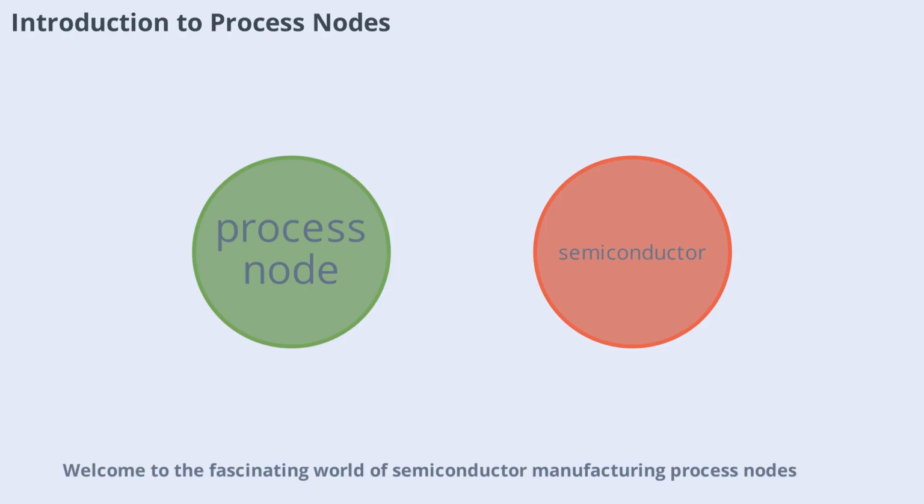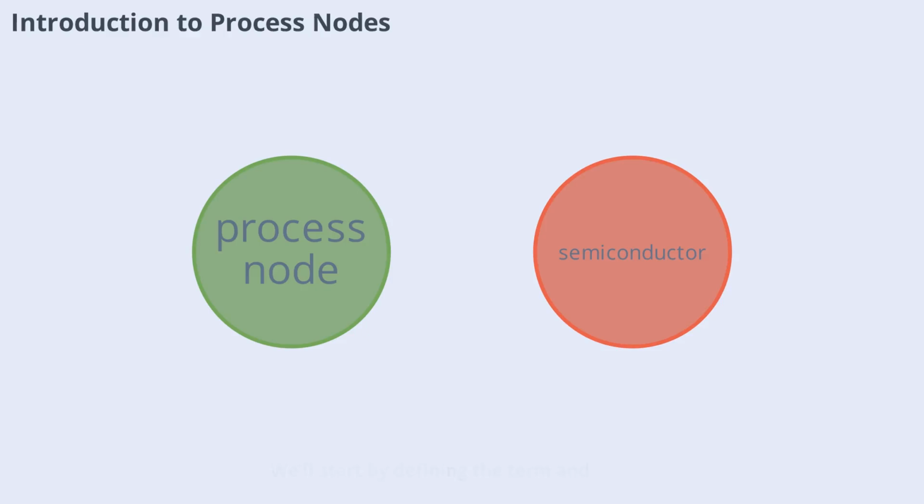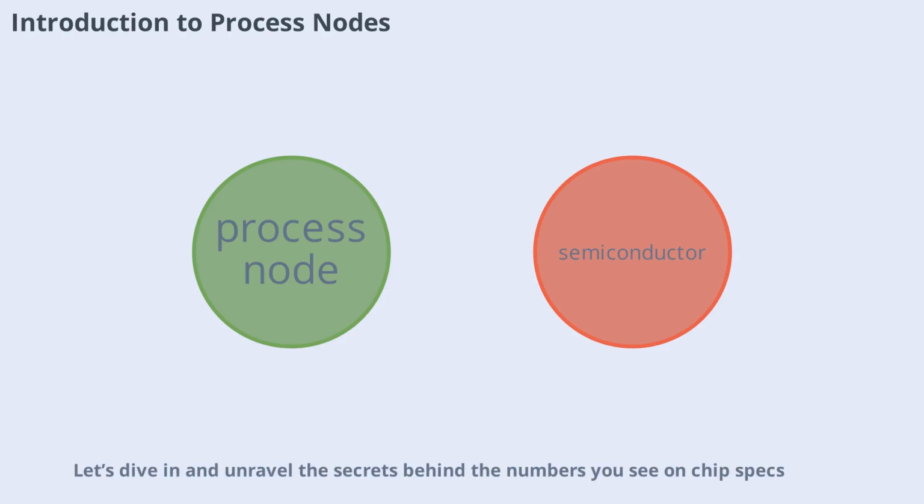Welcome to the fascinating world of semiconductor manufacturing process nodes. In this video, we'll explore what process nodes are, why they matter, and how they shape the technology powering our devices. From smartphones to supercomputers, process nodes are at the heart of every chip. We'll start by defining the term and then journey through the evolution of manufacturing techniques, highlighting the impact on performance, power, and cost. Let's dive in and unravel the secrets behind the numbers you see on chip specs.